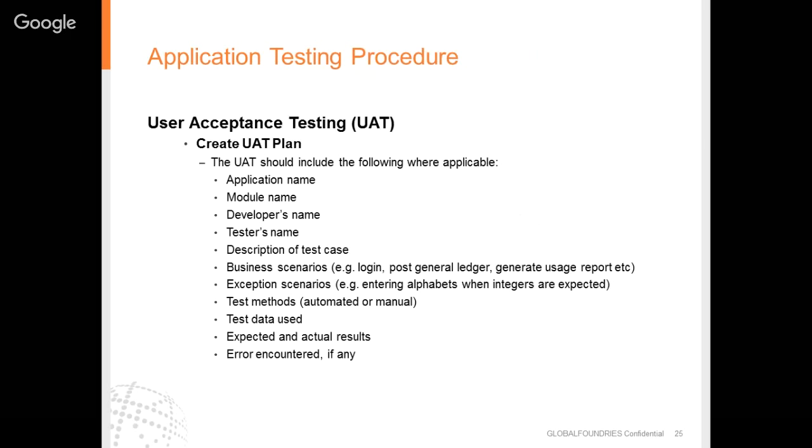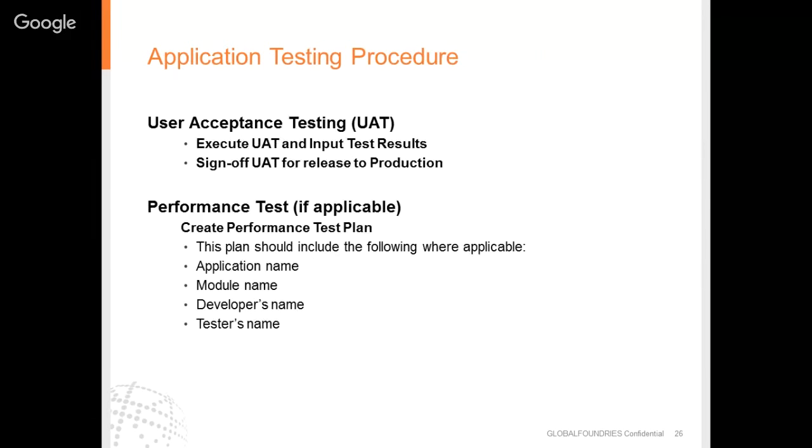Then comes the UAT or user acceptance testing after SIT sign off. So for this phase to execute properly, prerequisite is a UAT plan has to be created. And the UAT plan should include the following wherever they are applicable: application name, module name, developer's name, tester's name, description of test case, business scenarios, exception scenarios, test methods, test data used, expected and actual results, error encountered if any.